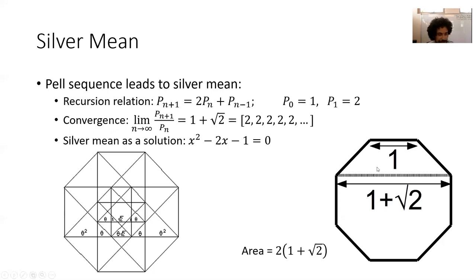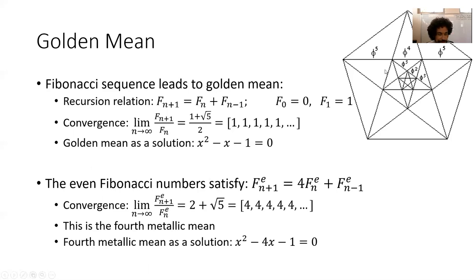And also I wanted to just briefly point out that the octagon relates to this silver number as well, because you see it in various different lengths of the octagon, and it comes out in the area as well, whereas the pentagon relates more to the golden ratio.